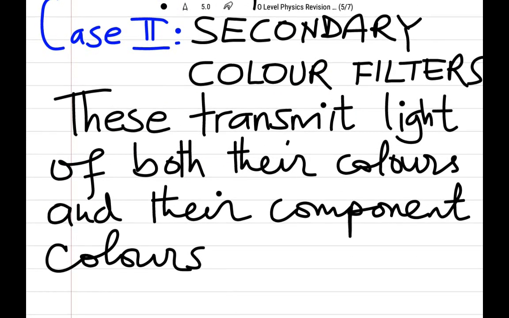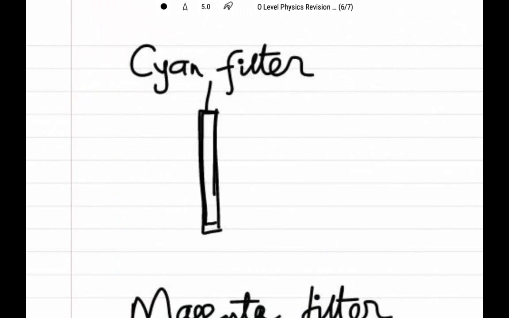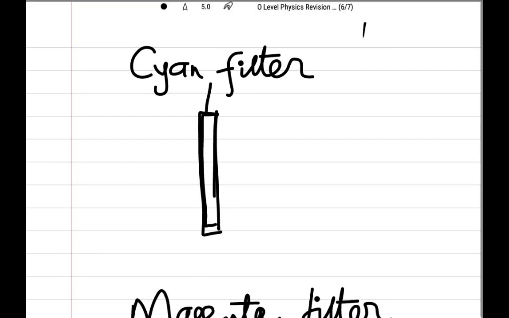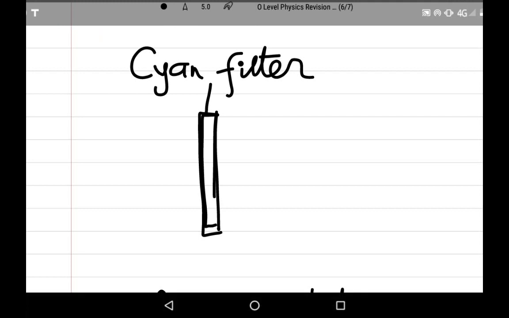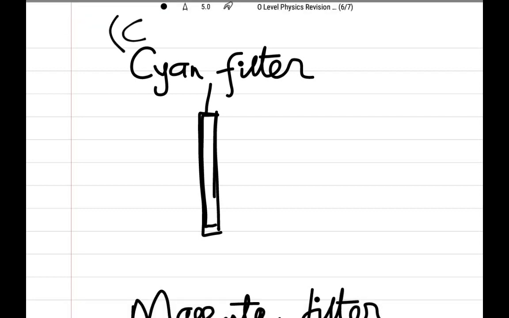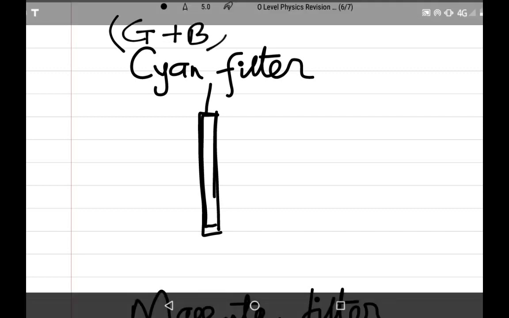Lastly, let's look at secondary color filters. The secondary color filters will transmit light of both their colors and their component colors. Let's take an example: a cyan filter. Remember, cyan is made up of green and blue. You see that? That is cyan.